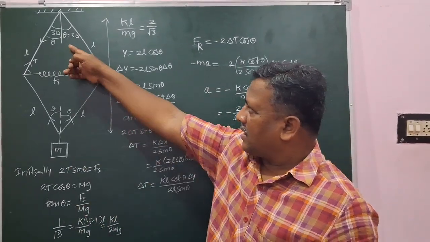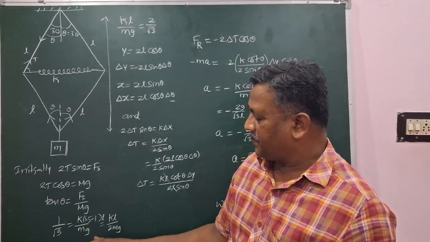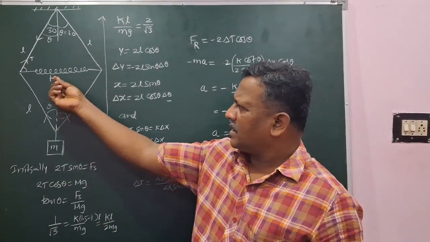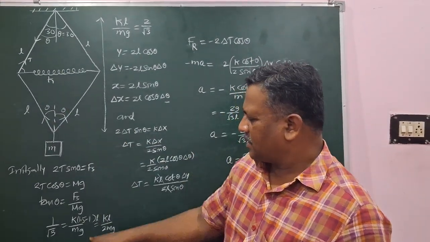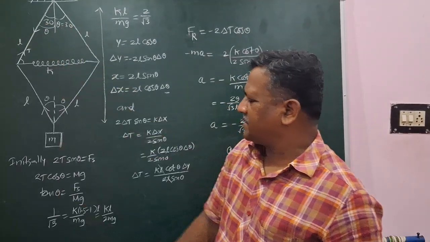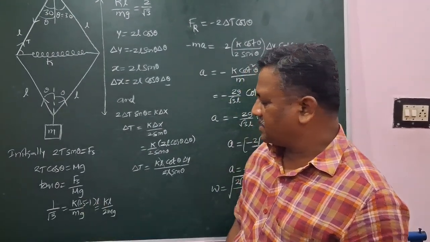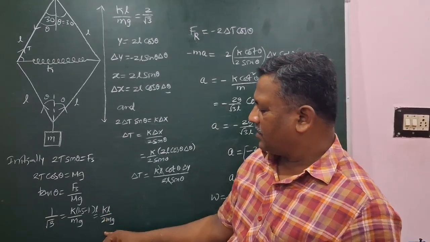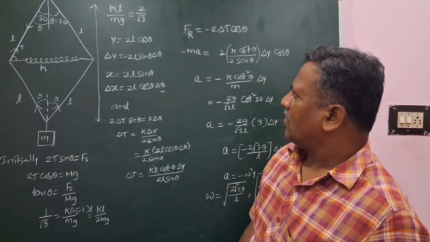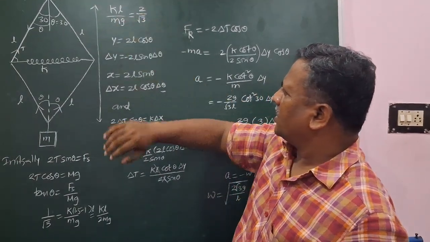And here for an angular displacement of 30, tan 30 is 1 by root 3 and numerically equal to the spring force, which is kx. The initial separation of the rhombus is 1.5 L, and when it makes an angle of 60, its final separation is L. So the elongation is only L by 2. So from this equation, kL by mg is equal to 2 by root 3.